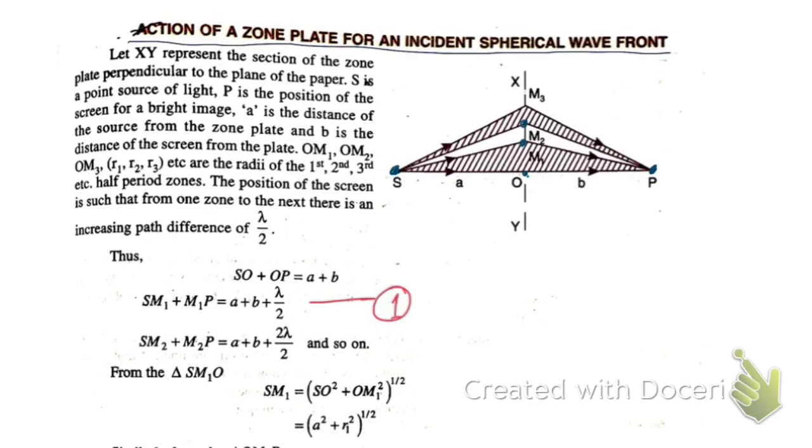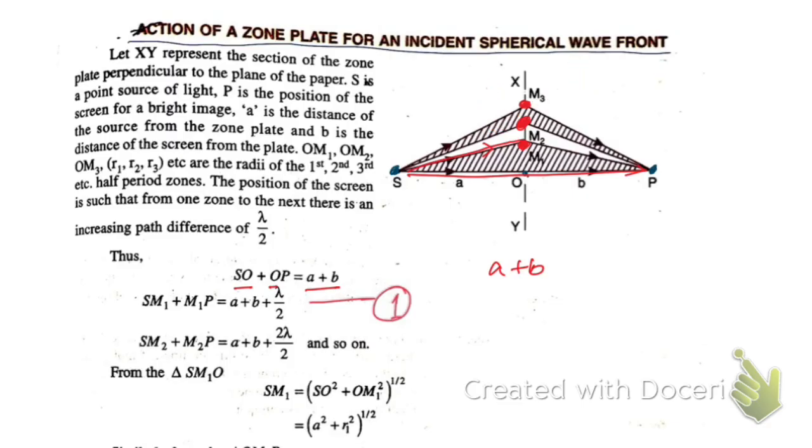So here you see the path difference here. Now you see this part S to P, this part is A plus B that I have written here, right? Okay, and next part you can see, this point is M2, this point is M3, and this is M1. This one is M1, this one is M2, and this one is M3, right? Hope you have understood this.